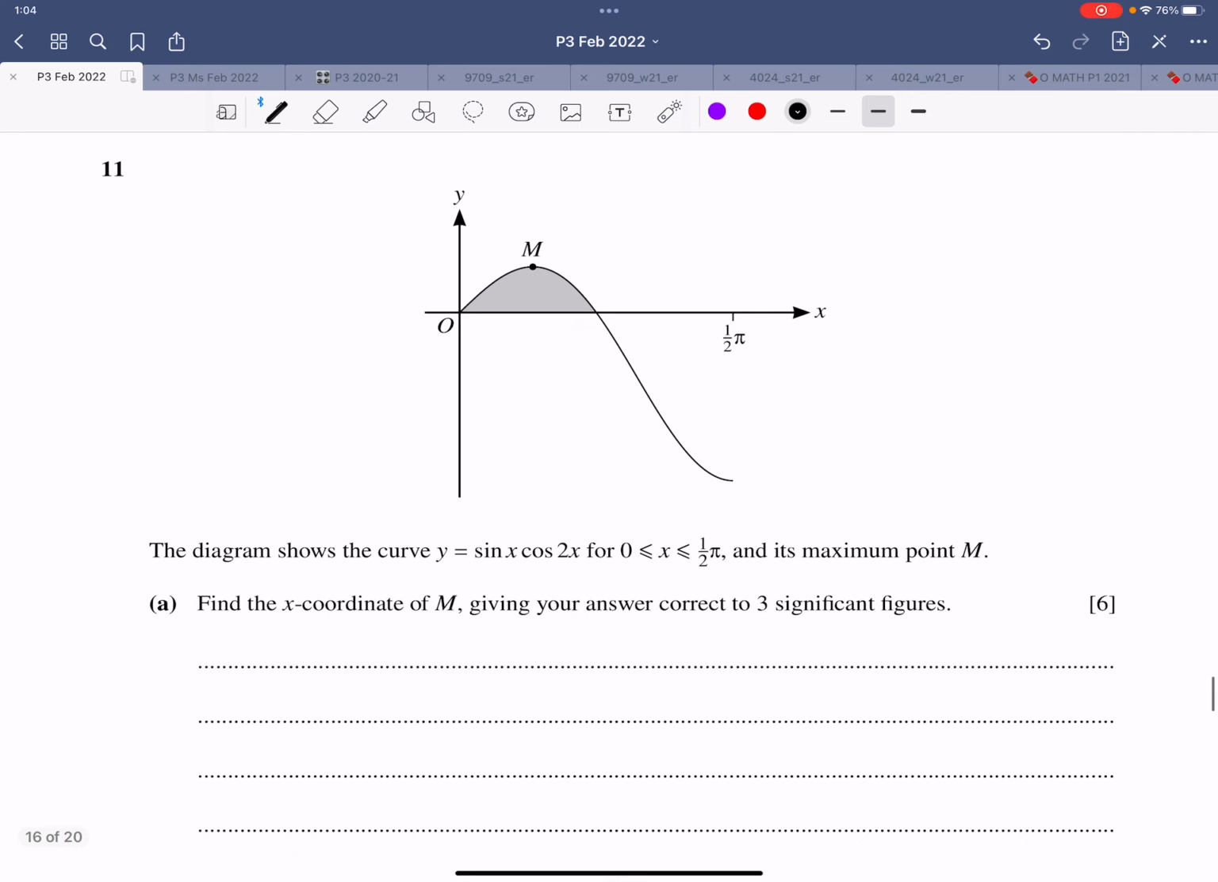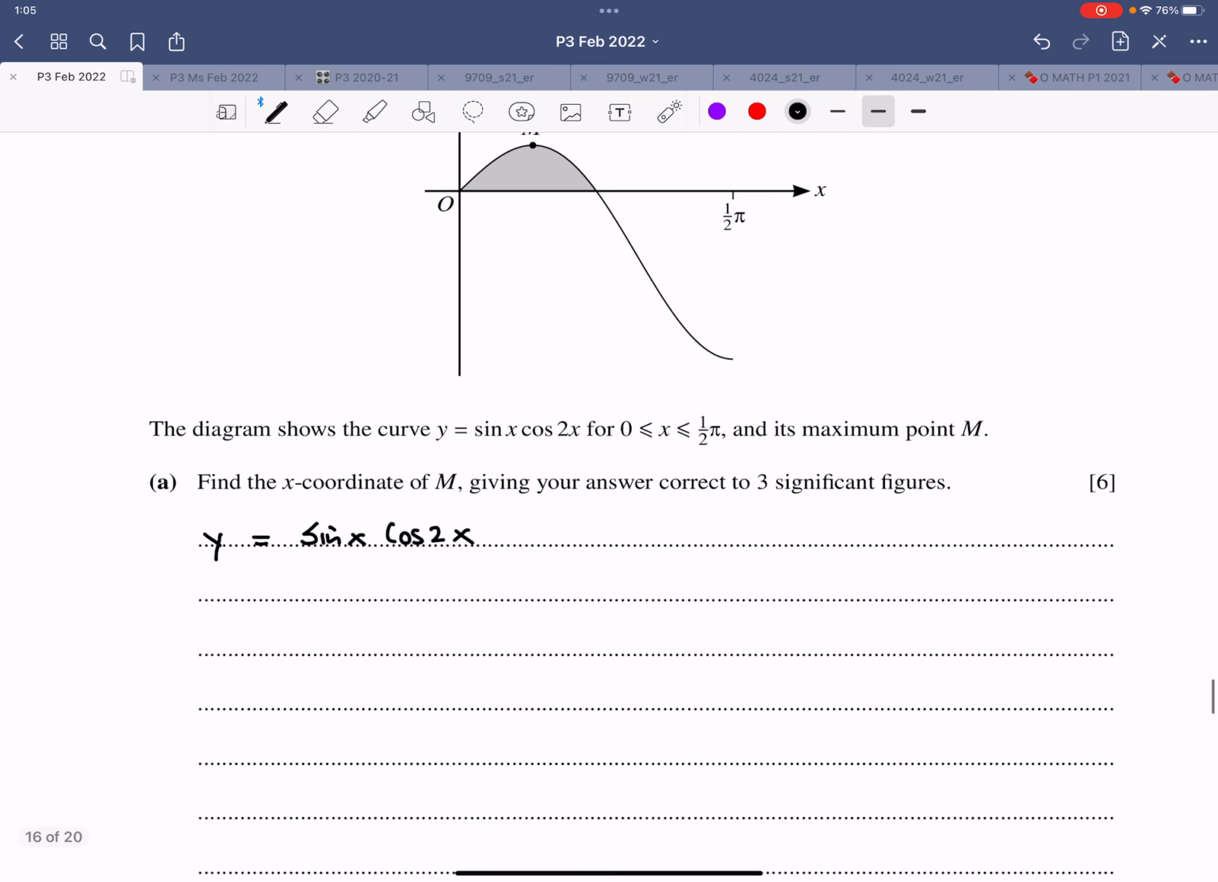Now it says the diagram shows the curve y equals such and such. So y equals sine x cosine 2x, where x lies between 0 and pi by 2, and it has a maximum point. Find the x coordinate. Give your answer correct to 3 significant figures. u equals sine x. u prime equals cosine x.